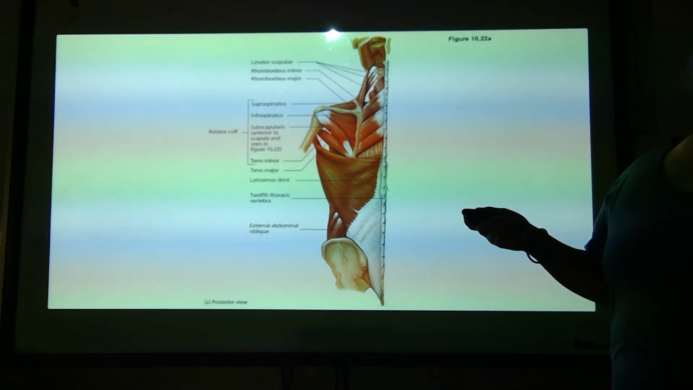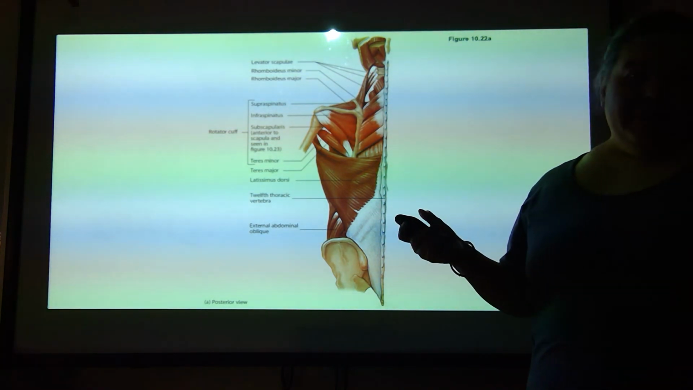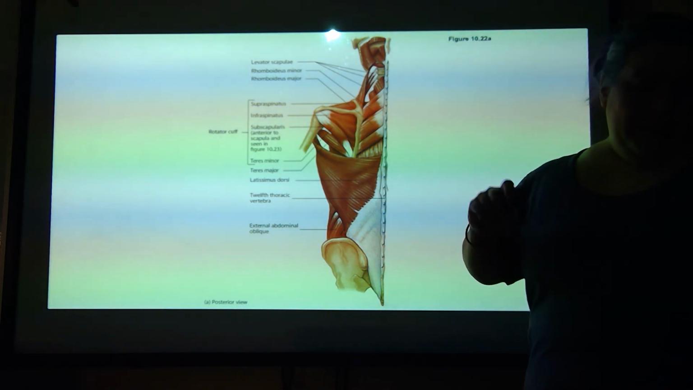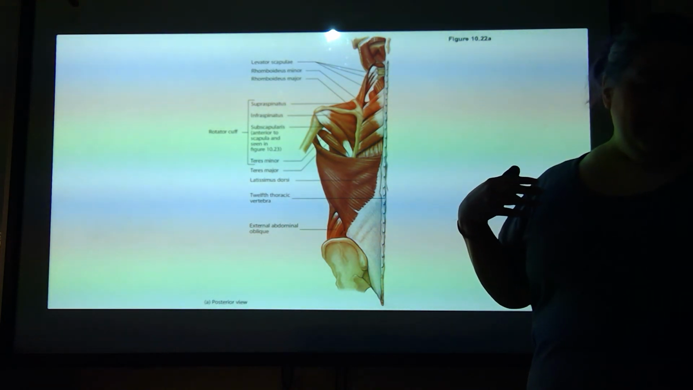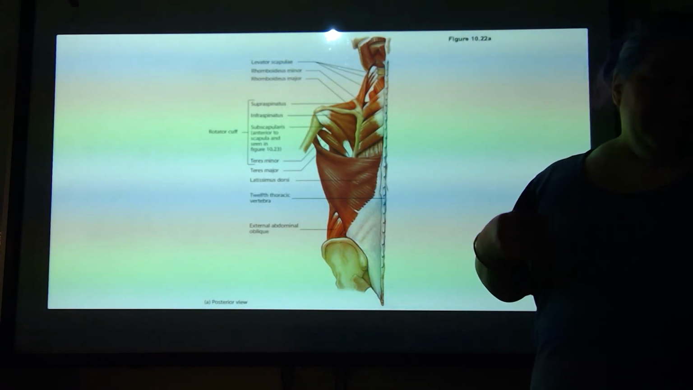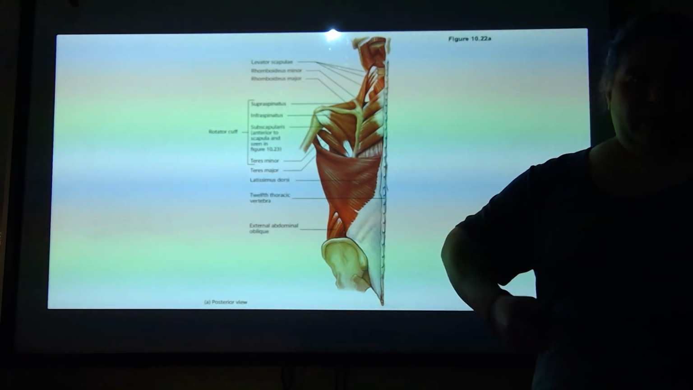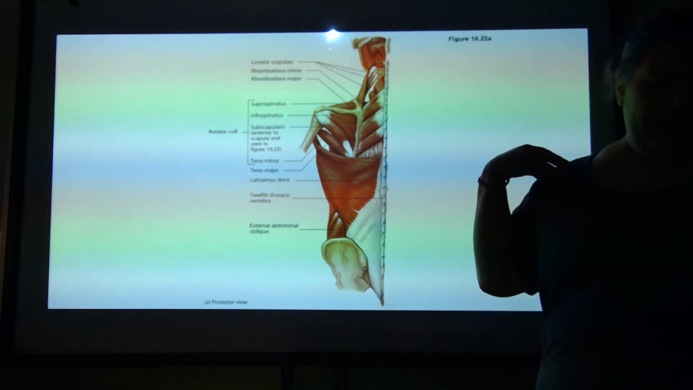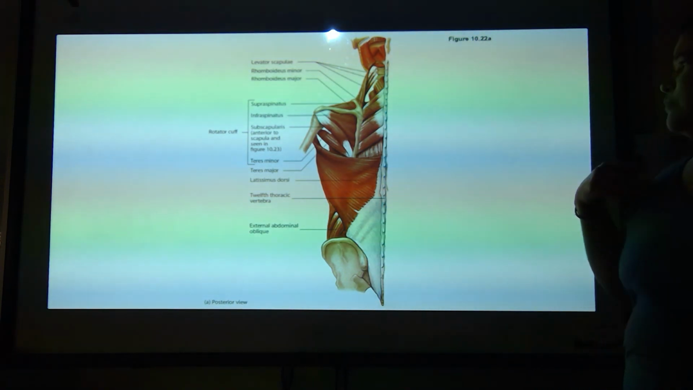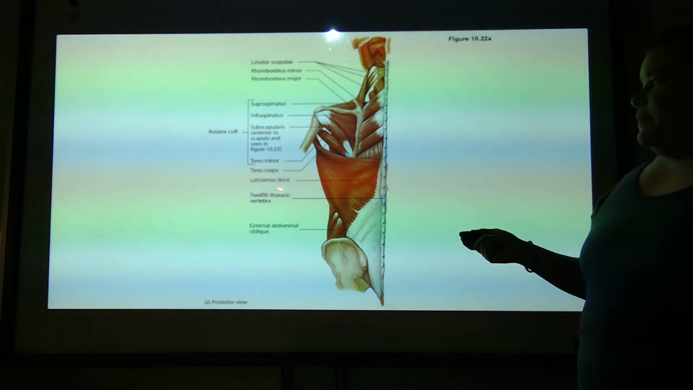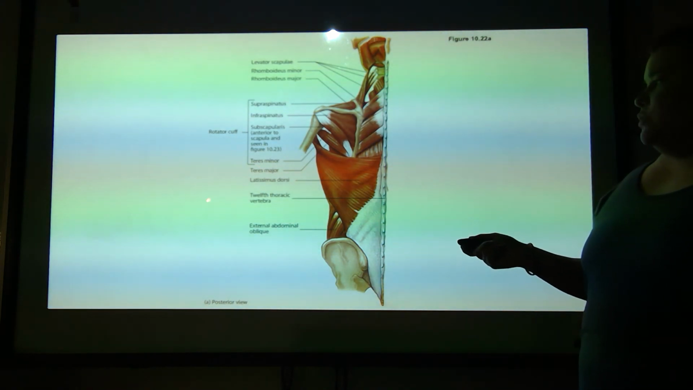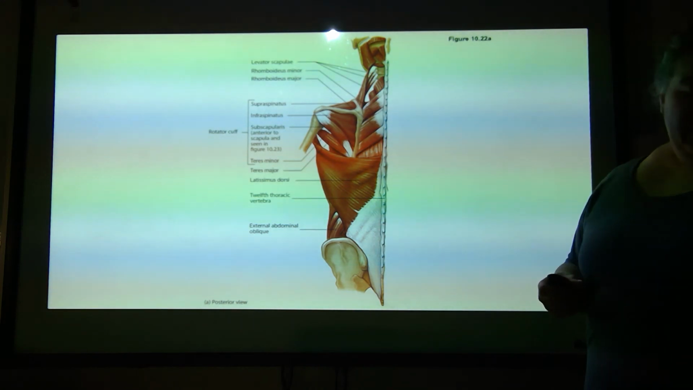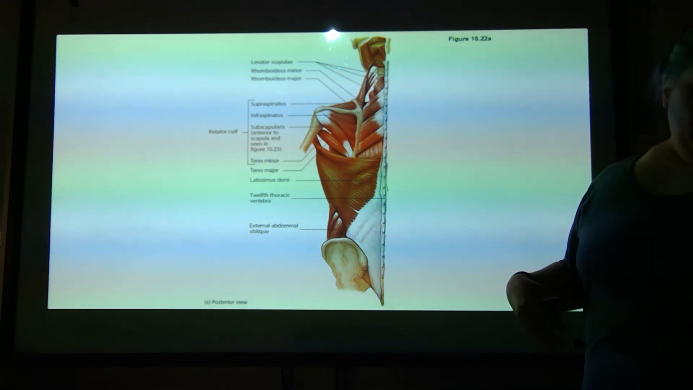So the supraspinatus abducts the arm. It brings it out, okay? And it holds the head of the humerus in place. The infraspinatus laterally rotates the arm, so it's rotating it out toward the side, and it holds the head of the humerus in place. We've talked about the teres major, the latissimus dorsi. Don't worry about that because it's a vertebra. And the external abdominal oblique we talked about when we talked about the thorax.